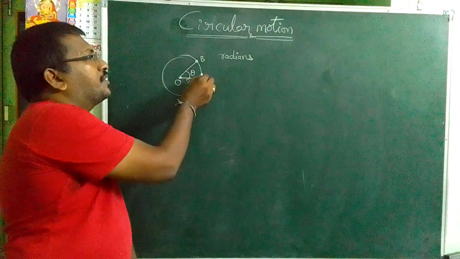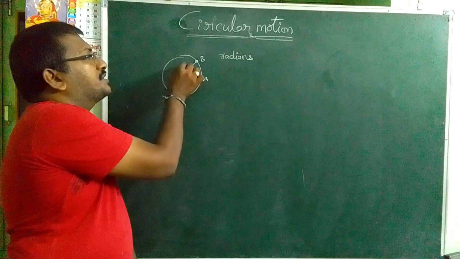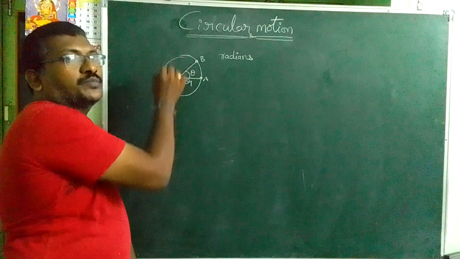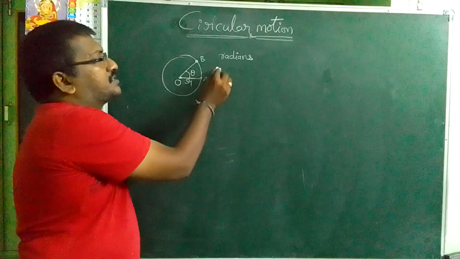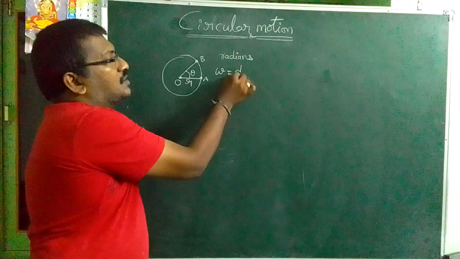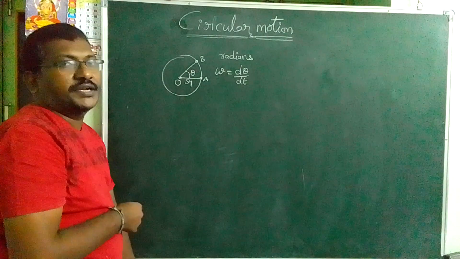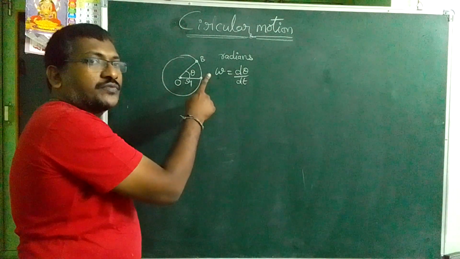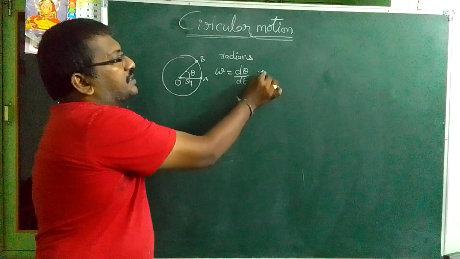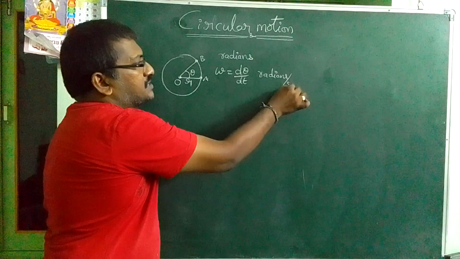When a particle is in circular motion, the angular displacement changes from point to point. That means with respect to time, there is some change in angular displacement. That is called angular velocity. Omega equals d theta by dt. Angular velocity is also called angular frequency. Its unit is radians per second.